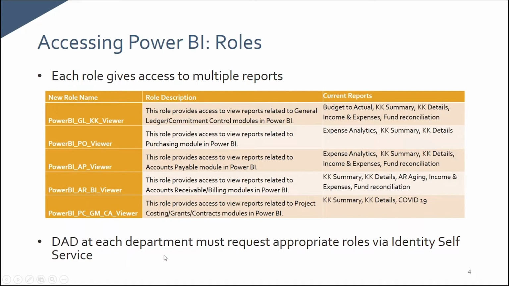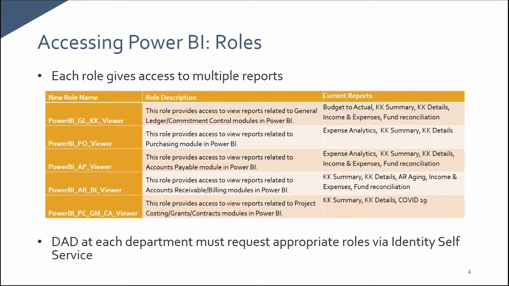All of these roles are in identity self-service. So to get these roles, you need a DAD, department authority or designee at your department, to request the appropriate roles in identity self-service. And you can get 1 or 2 or all 5 of these roles. And if you've got all 5, then you'll be able to see all of the Power BI reports as they come out. Okay, so that's as simple as having your DAD through the Identity Self-Service portal request these roles. And so that's how you get them. So once you get them, what do you do with them?